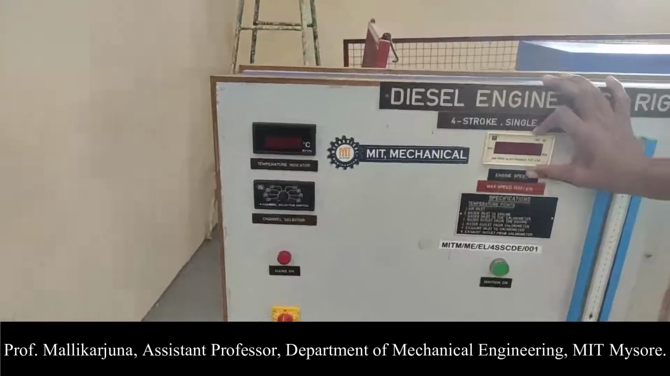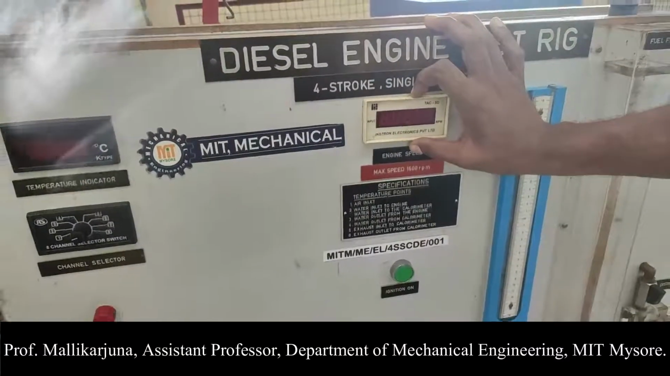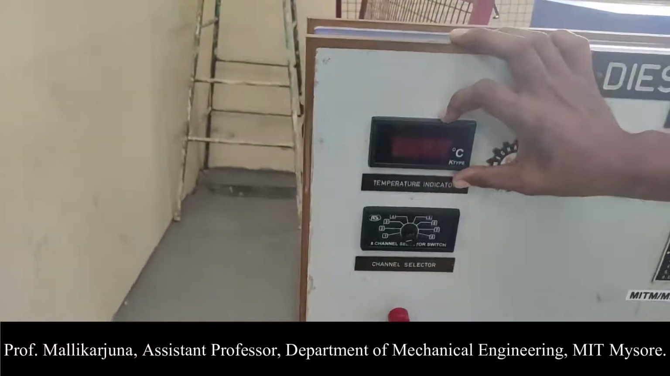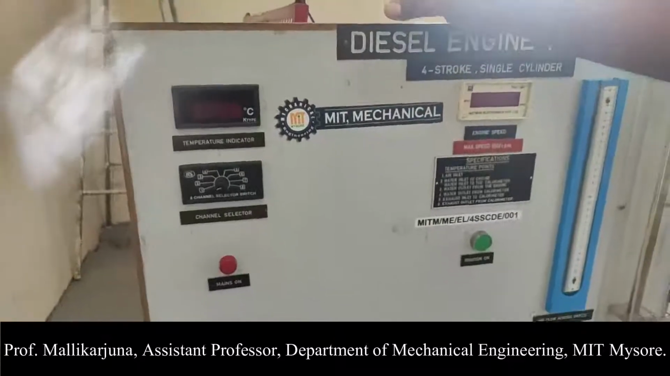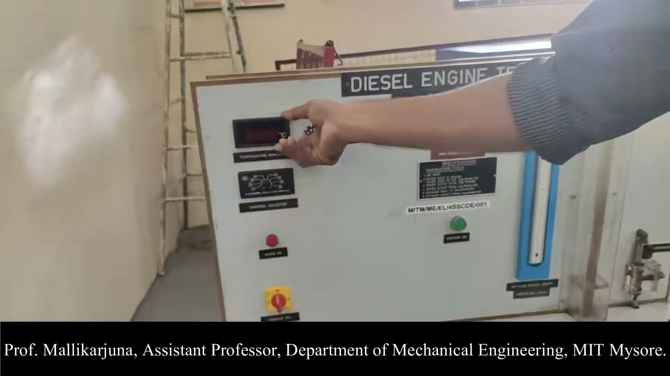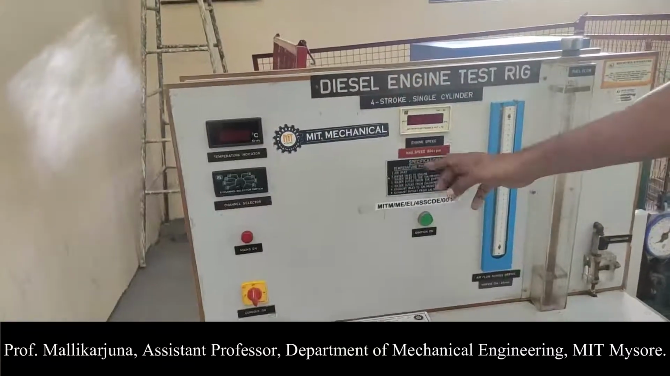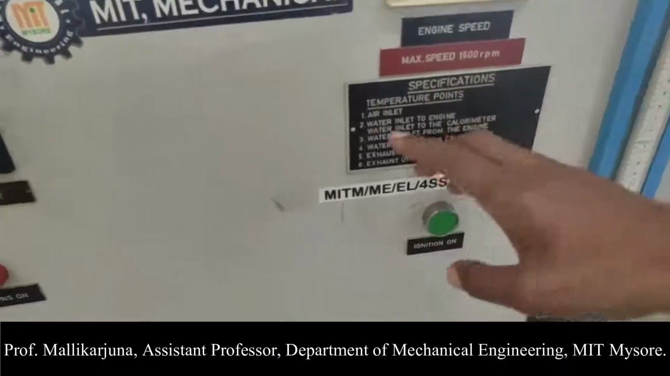Next, this is the speed indicator through which the speed with which the engine is running will be recorded. Next, this is the temperature indicator. At various junctions we have mounted thermocouples. Those thermocouple temperatures will be measured and noted in this indicator. We have six different thermocouples. Those specifications are provided over here.